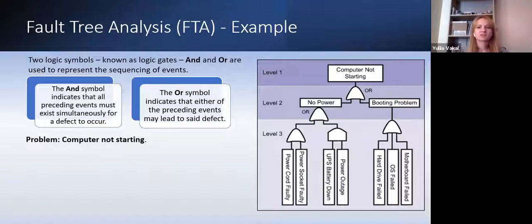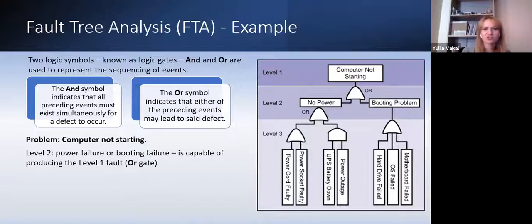In this example, we have just 3 levels, but you can drill down, let's say, to power socket fault if you want, or hard drive failed. But quite often it's not necessary to drill down very deeply. For instance, UPS battery down: for computer not starting, it's not really important why the UPS battery is down. It's important that it's down, but not why. It's probably more important why the hard drive failed, or why the OS failed, or the motherboard failed. Or why the power socket failed, maybe.